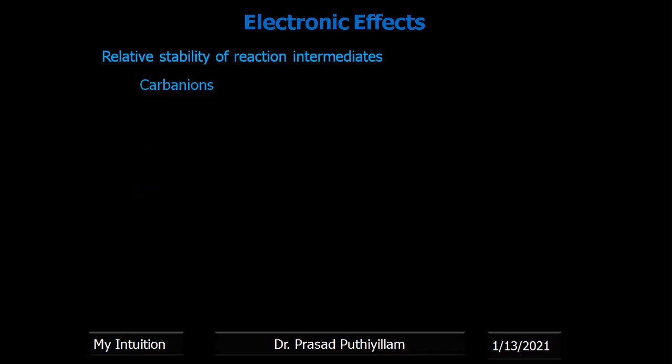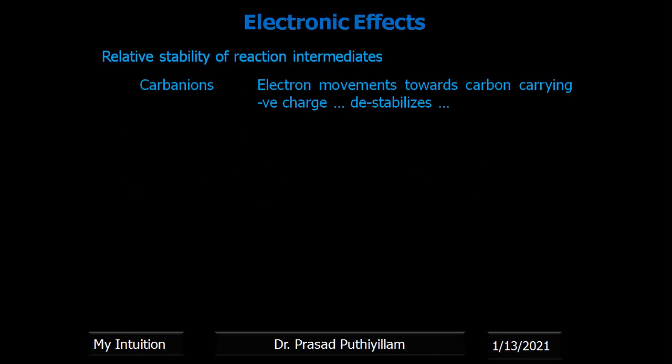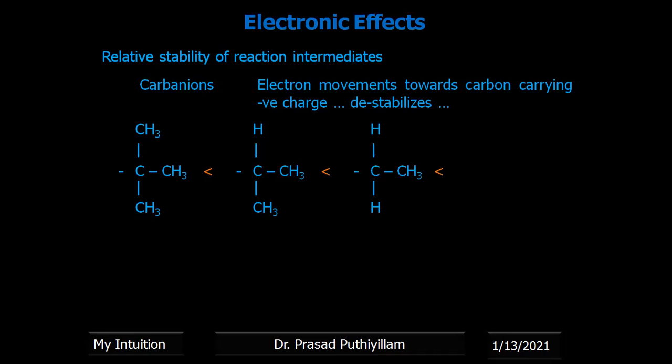Then carbanions, carbon with a negative charge. For carbon with a negative charge, electron movement towards the carbon carrying the negative charge actually destabilizes it. So this is the reverse of the carbocation case. Therefore, the tertiary butyl group with a negative charge will be less stable, and the methyl anion will be comparatively more stable. You can take more examples and think about the possible hyperconjugating structures or even the inductive effect. In all these cases the inductive effect is also there, but we give more preference to the hyperconjugating effect.